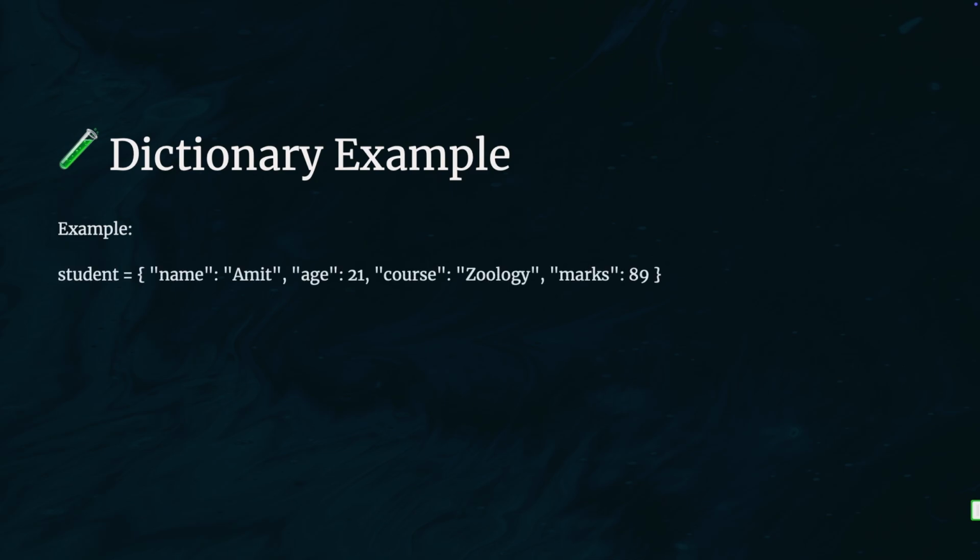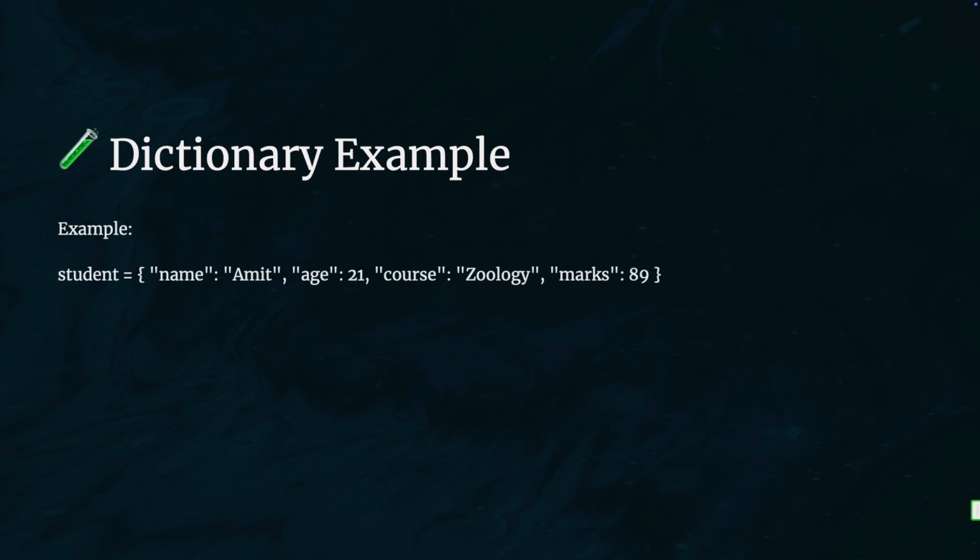So let's get into a practical example. I think our sources had one about student information. Yeah, that's a classic one. So say you have a dictionary called student, right? And inside you've got name, Amit, age 21, course, zoology, and then marks 89. Perfect. And there you see name, age, course, marks. Those are your unique keys, right? Yeah. And then each of those is linked to a value that gives you information about Amit.